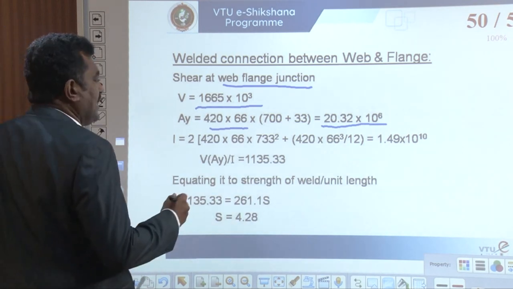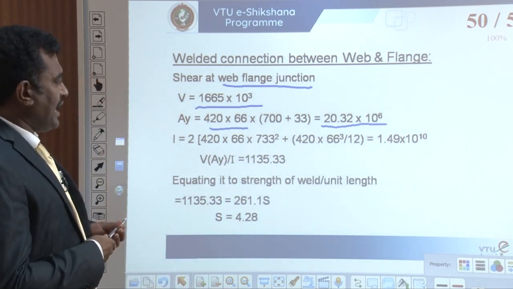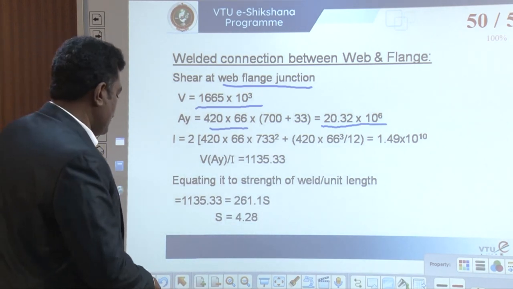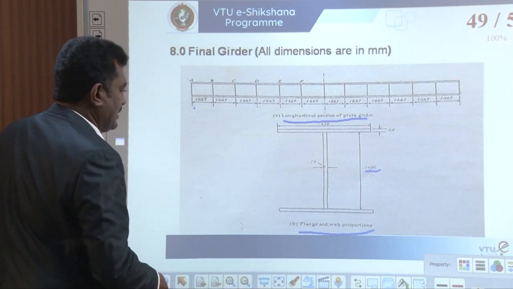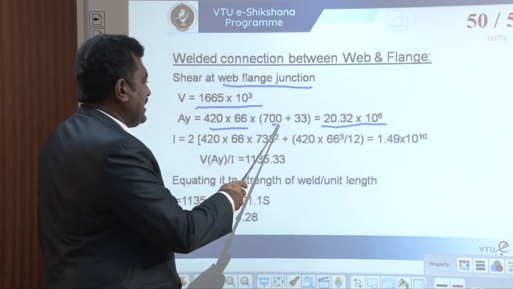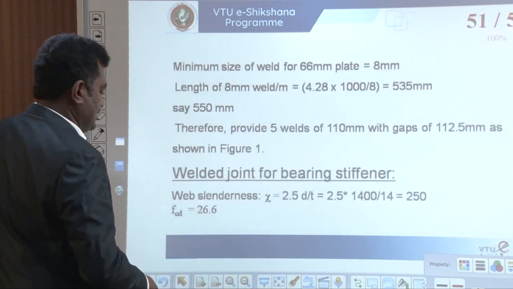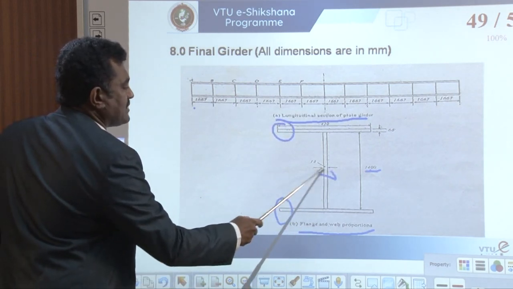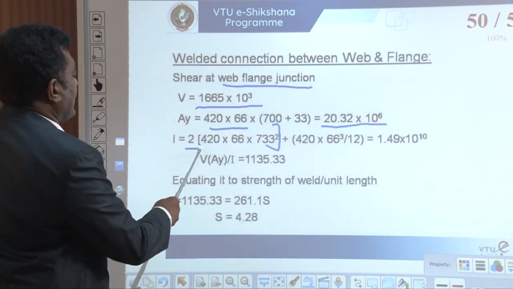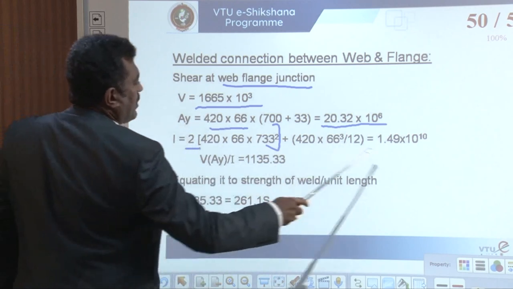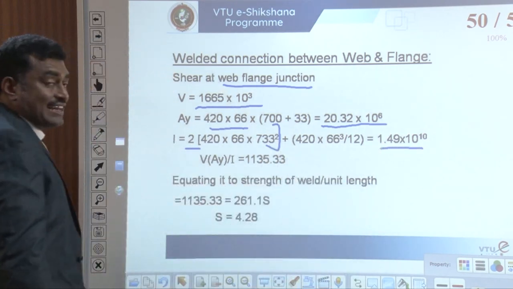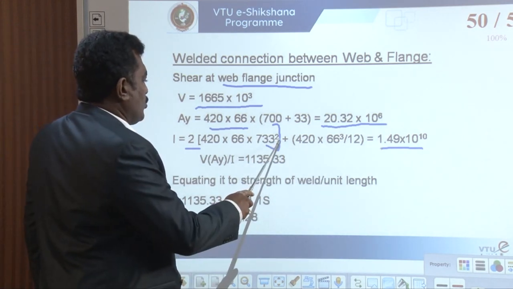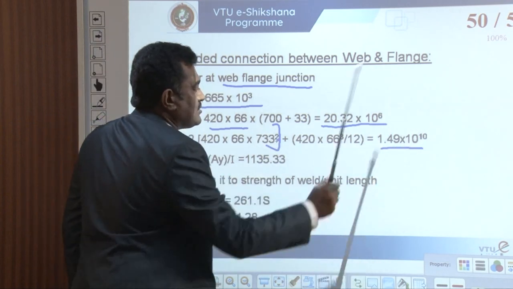I is equal to BD cube by 12. In that, BD cube by 12 for this section and this section, we can take. Here, 2 times is taken for the flange section, this is 1, this is 1. For the web, only 1 is there. Therefore, we are taking 2 here. The BD cube by 12 for the symmetrical I section, we can simply find out by BD cube by 12. We are getting 1.49 into 10 raised to 10.